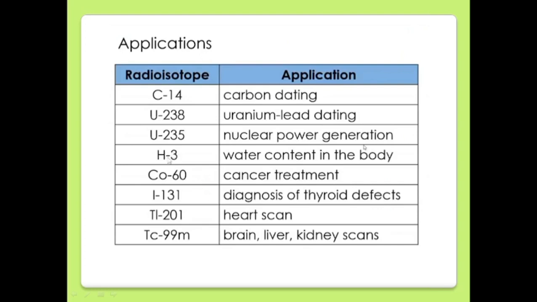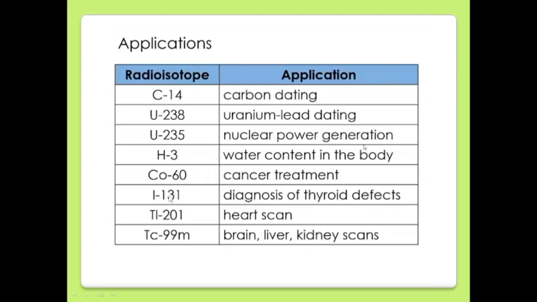We have the hydrogen 3. Ang hydrogen 3 is ginagamit natin to determine the water content of the body. So, kapag dehydrated ka, 'di ba, nalalaman nila kung ilang percent lang yung nasa katawan mo, kung gaano ka ka-dehydrated, kasi meron tayong H3 or hydrogen 3. We also have the cobalt 60. This cobalt 60 is used for cancer treatment.